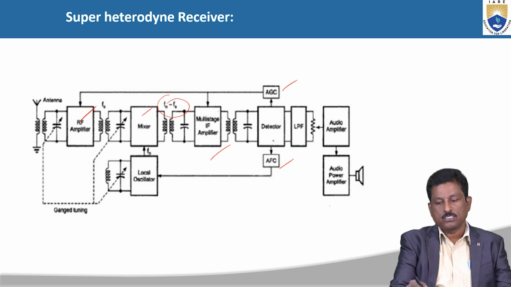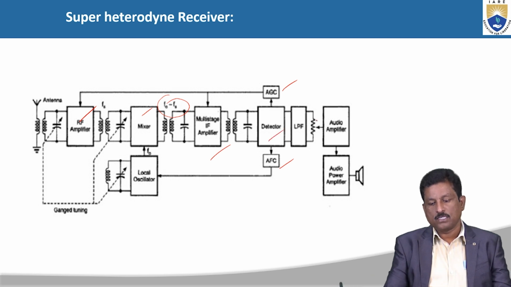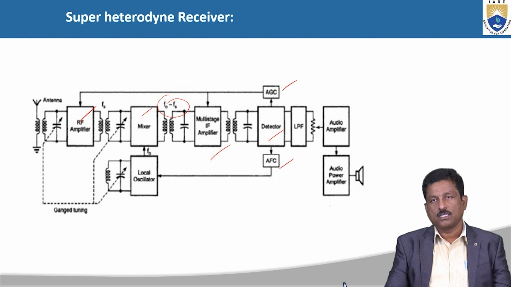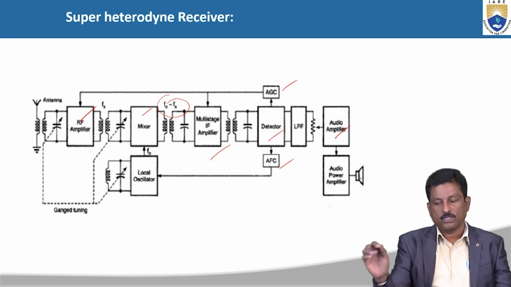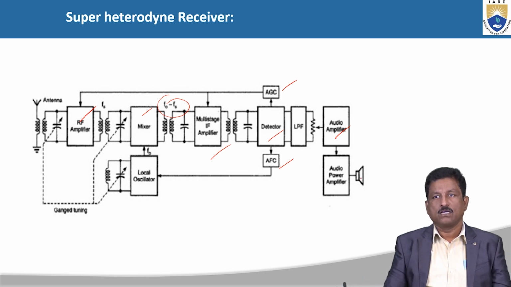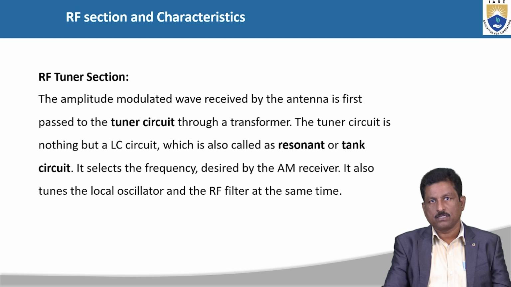Once the demodulation is over, we have the low pass filter, which allows only the audio frequency range signal, and there is an audio frequency power amplifier. Finally, you are going to get the sound signal. So this is about the overall TRF receiver and superheterodyne receiver.